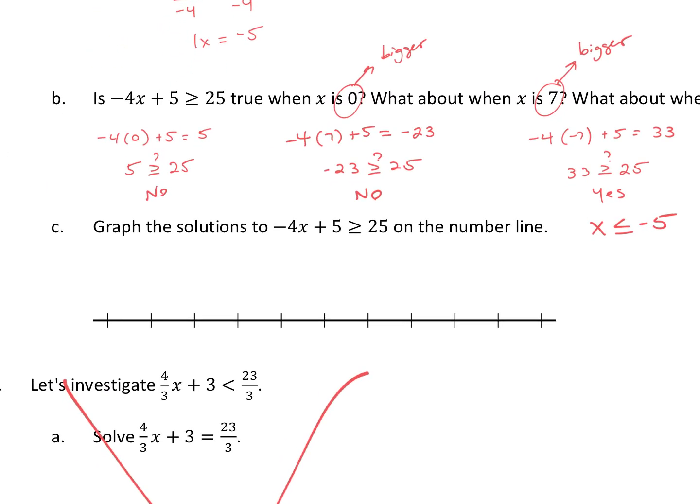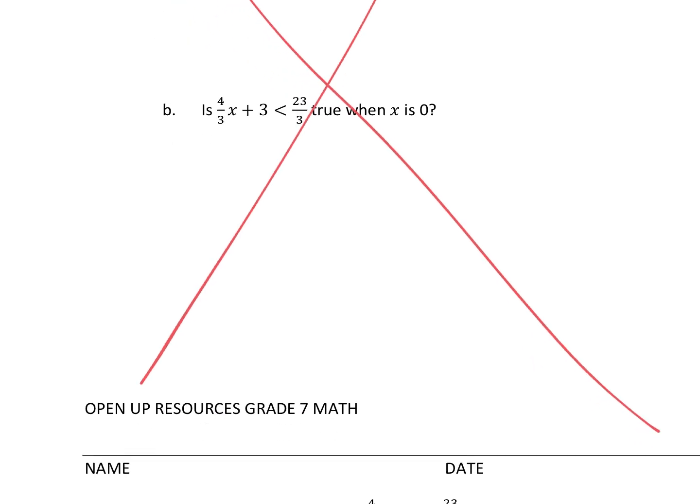Let's go ahead and graph that. So I start with negative 5 in the middle, build my number line around it. This time I'm going to use a closed circle because negative 5 is a solution, and I want the numbers going to the left. Let's go on to number 3.